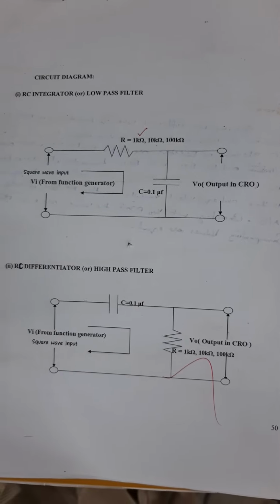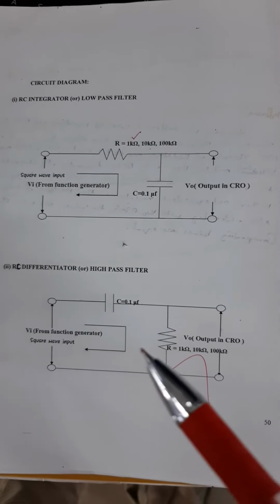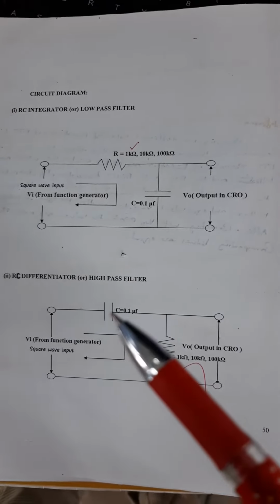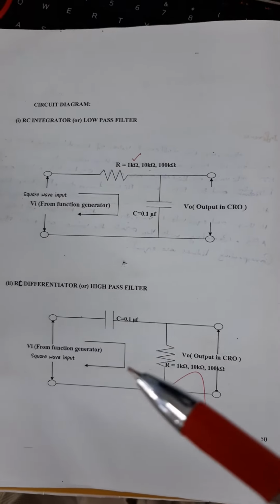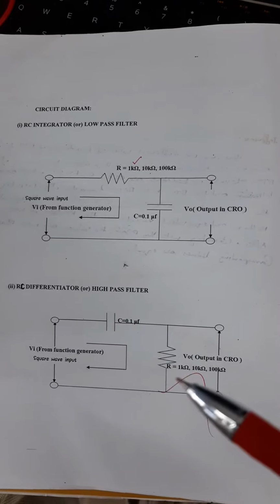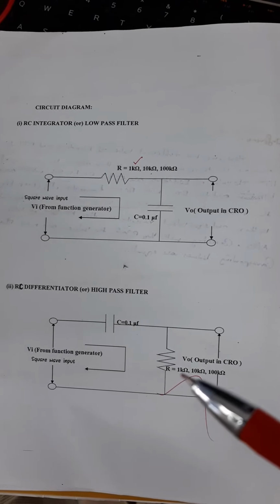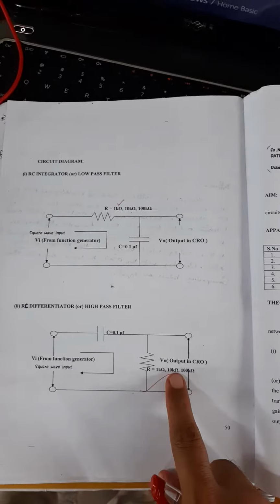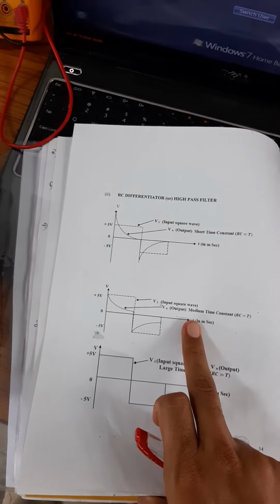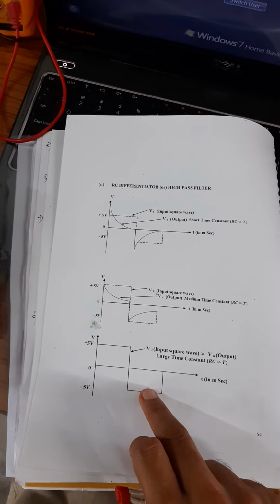Similarly, the same procedure is repeated for the RC differentiator, wherein the capacitor will be connected in place of the resistance, and these two will be interchanged when compared to the integrator. Now you have to change the resistance value to 1 kilo ohm, then you will get this response, and if the value is 10 kilo ohm, then you will get this response, and if the value is 100 kilo ohm, then you will get this response.